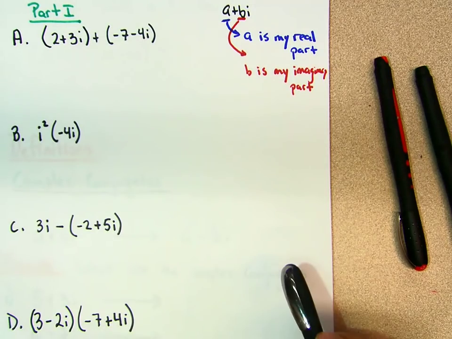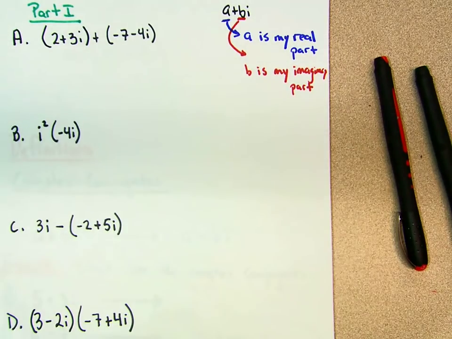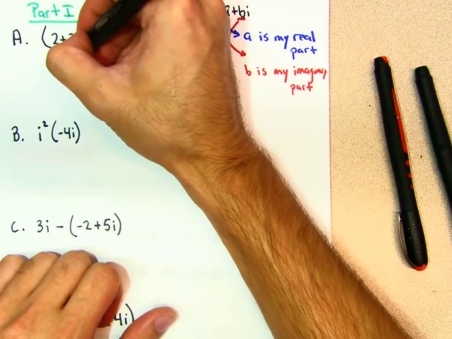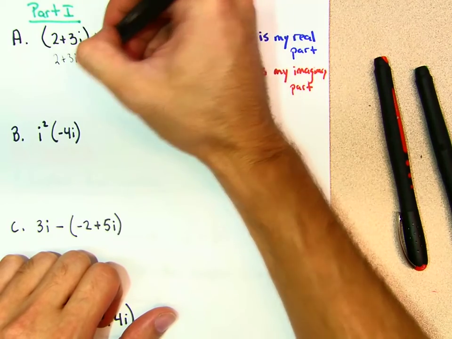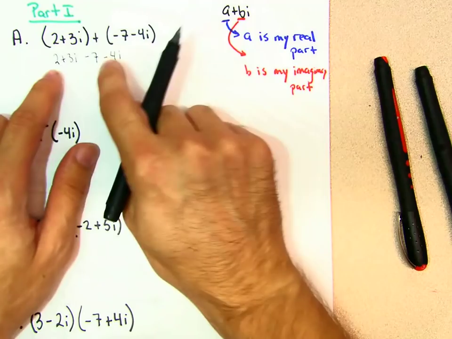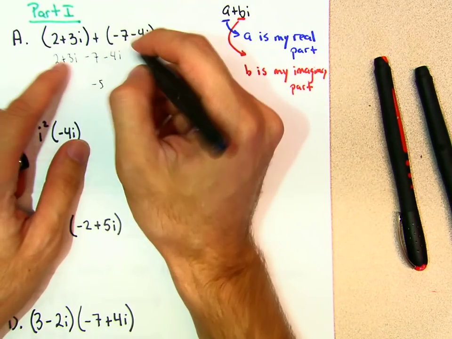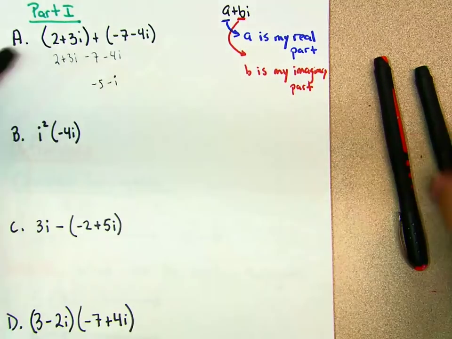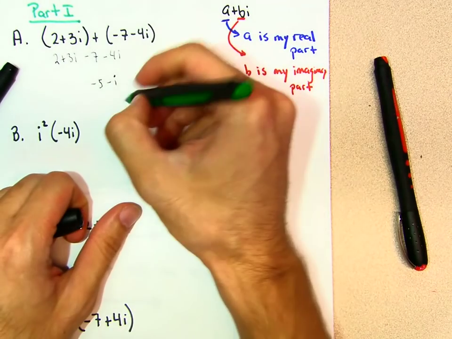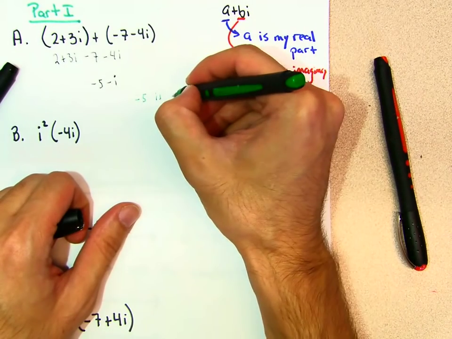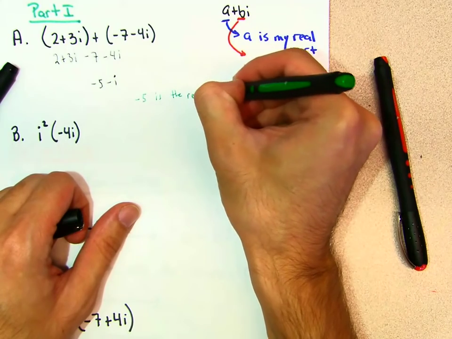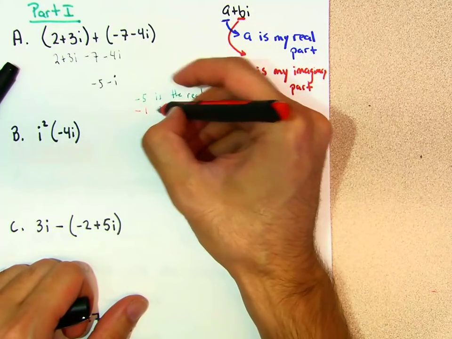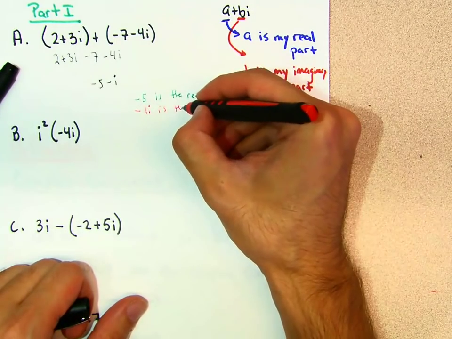So let's see. Here, I'm going to do this really fast. So let's see. 2 plus 3i plus negative 7 minus 4i. I do 2 plus 3i. This stays the same. Negative 7 minus 4i. Here, 2 minus 7 is negative 5. 3i minus 4i is negative i. And here, we need to find the real part. So here, negative 5 is the real part. And here, negative 1i is the imaginary part.